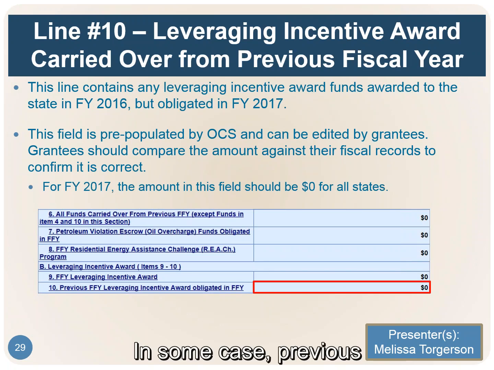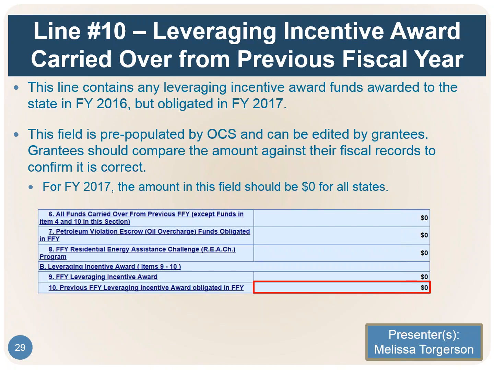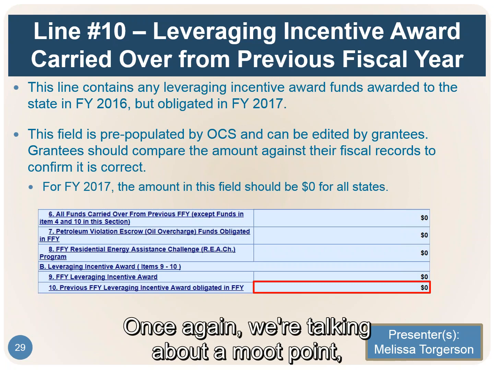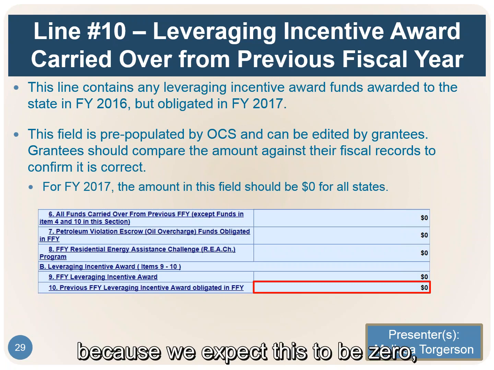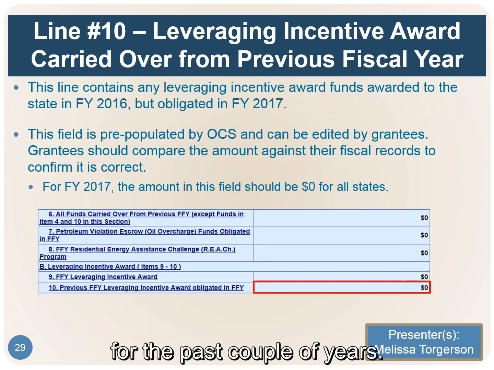In some cases, previous leveraging incentive awards are obligated in the following year. Once again, we're talking about a moot point because we expect this to be 0, because we haven't had a leveraging incentive award for the past couple of years.